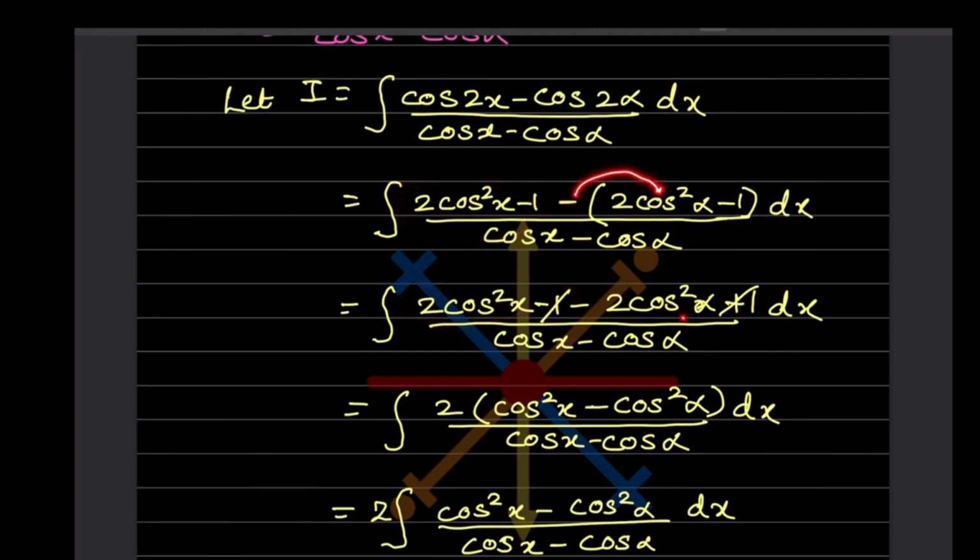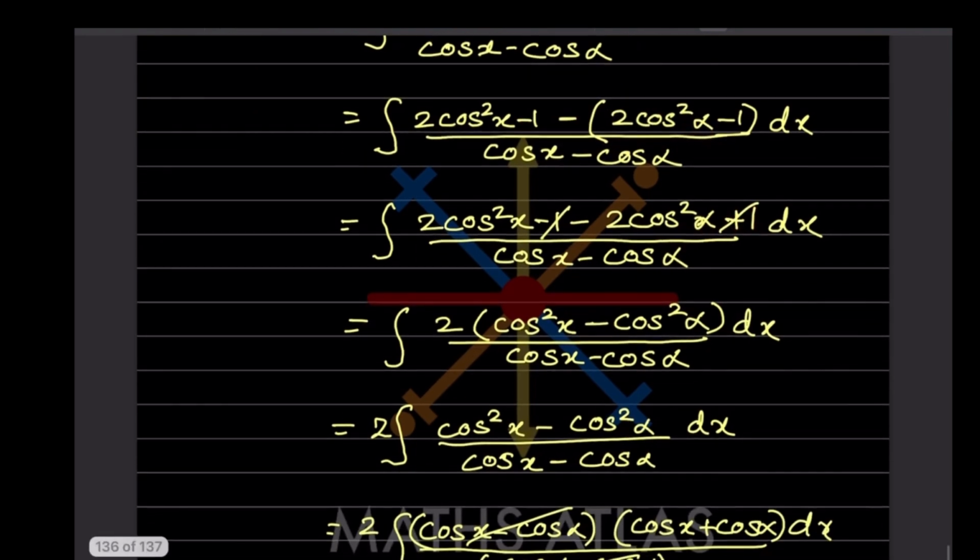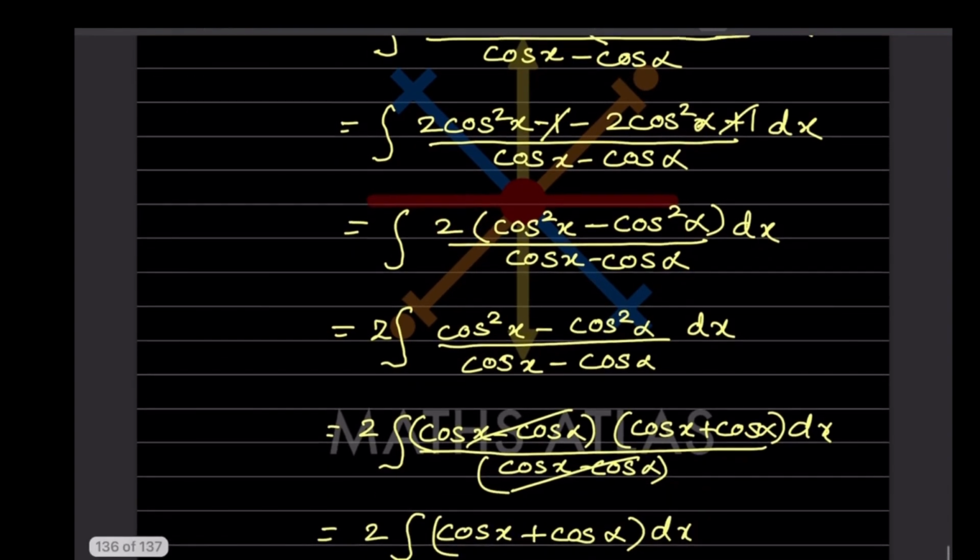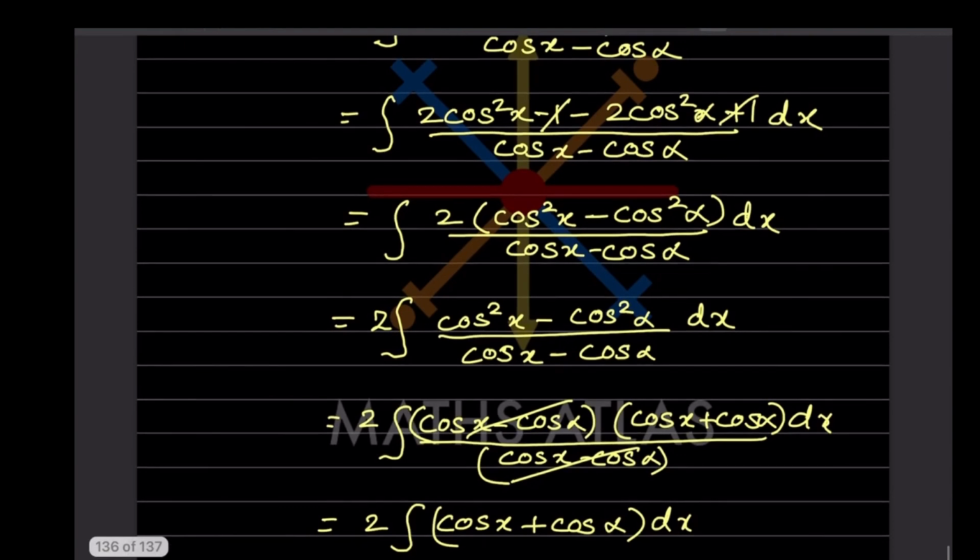That will be minus 2 cos square alpha, and this minus minus becomes plus 1, and the denominator the same. So now minus 1 and plus 1 get cancelled. From these two, we can take 2 common. What remains in the bracket is (cos square x minus cos square alpha) divided by (cos x minus cos alpha) dx. Now we can take these two outside the integration sign, and then this remains.